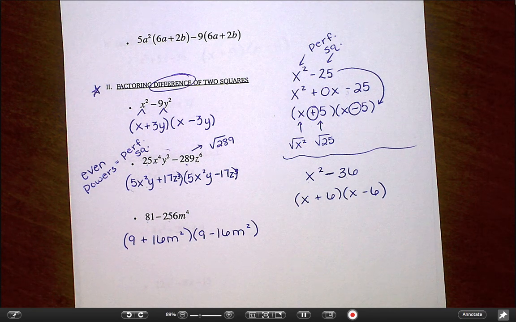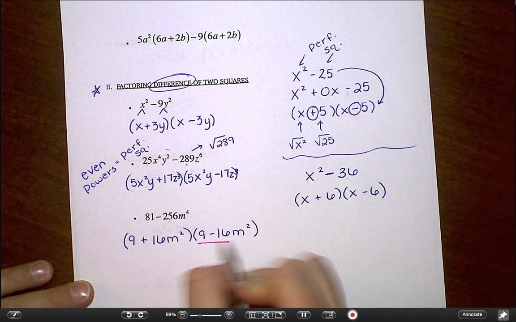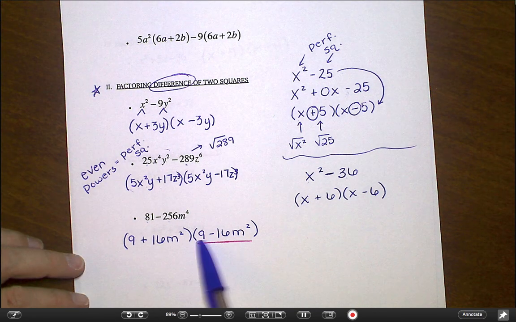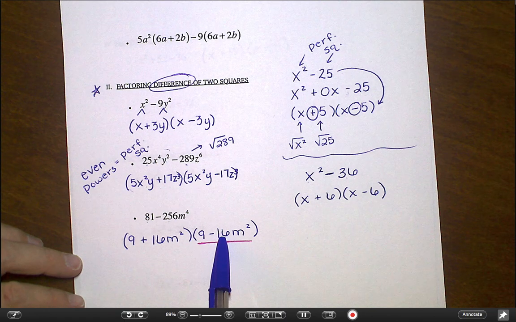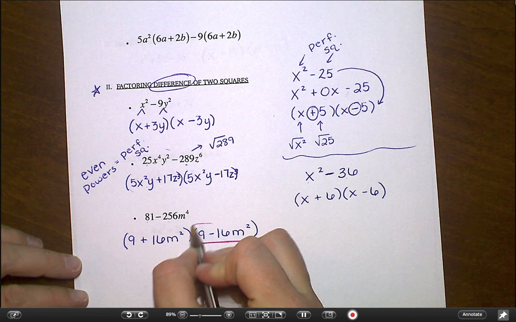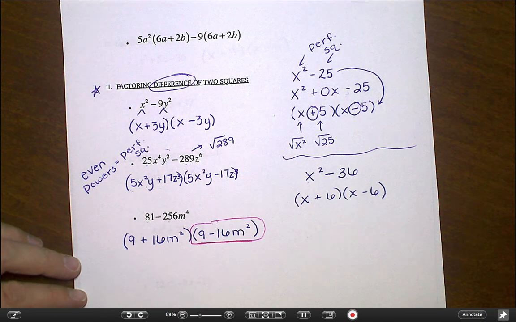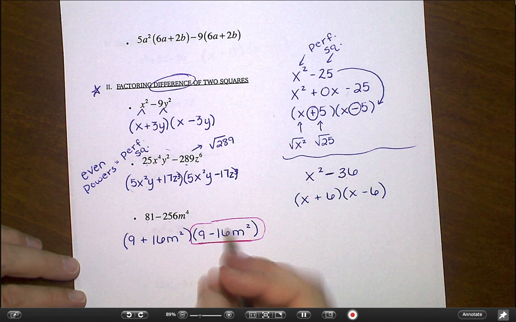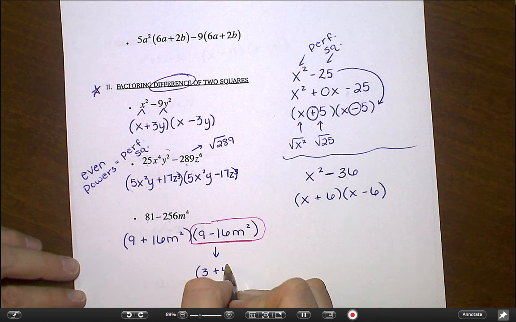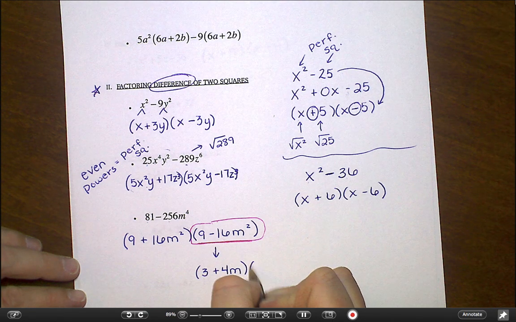And then look what I'm left with. Specifically look at this one right here. Okay, do those numbers jump out at you at all? Hopefully. 9 and 16 are both perfect squares again, and m squared is a perfect square as well. So this right here is another difference of two squares. This one can be broken down further. Okay, this one right here could become 3 plus 4m and 3 minus 4m.